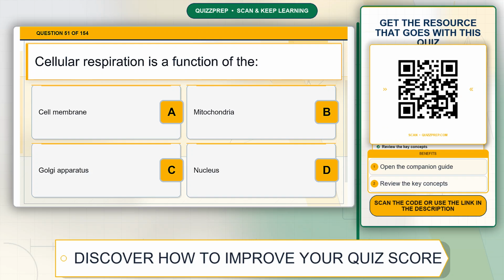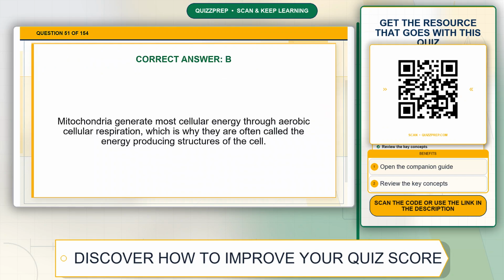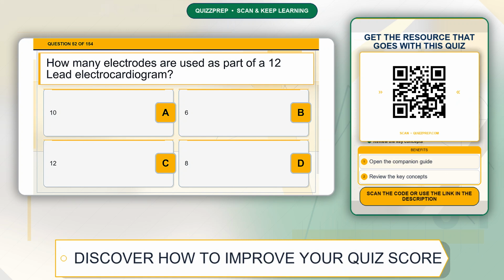Question 51. Cellular respiration is a function of the Option A, cell membrane. Option B, mitochondria. Option C, Golgi apparatus. Option D, nucleus. The correct answer is option B, mitochondria. Explanation. Mitochondria generate most cellular energy through aerobic cellular respiration, which is why they are often called the energy-producing structures of the cell.